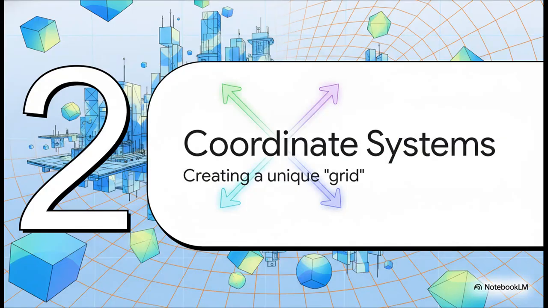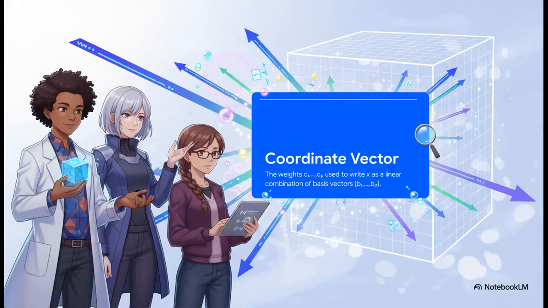Okay, so a basis gives us a unique address for every vector. Now let's see how this creates something we're all really familiar with, a coordinate system. This is where we get to build a totally unique grid for our subspace. For any basis B you pick, those unique weights you use to build a vector x are called its coordinates relative to that basis. And when you just bundle those weights together into a single vector, you get what we call the coordinate vector of x. Think of it like the exact recipe for building your vector x using your specific basis ingredients.